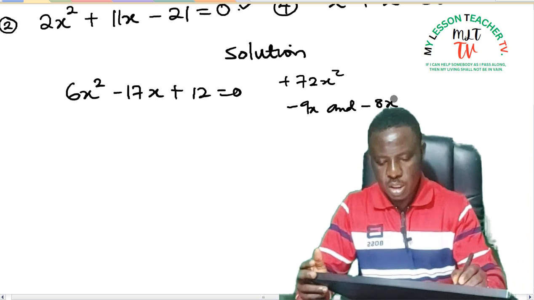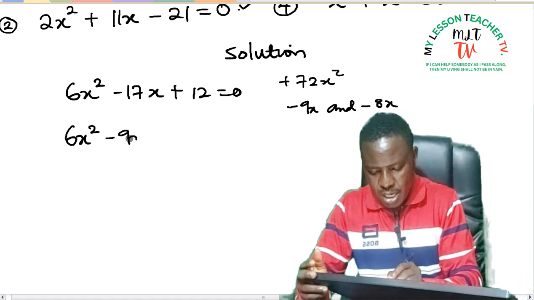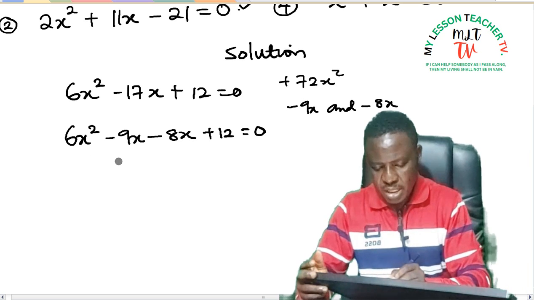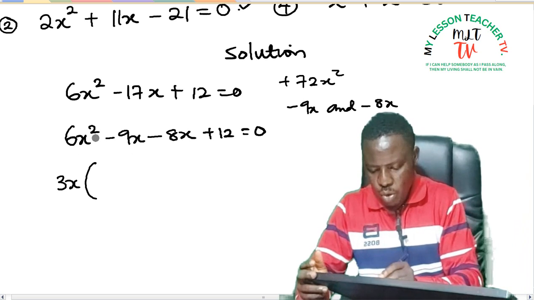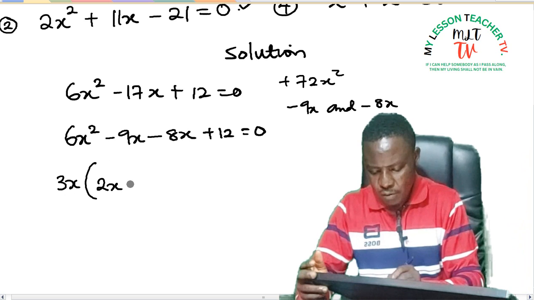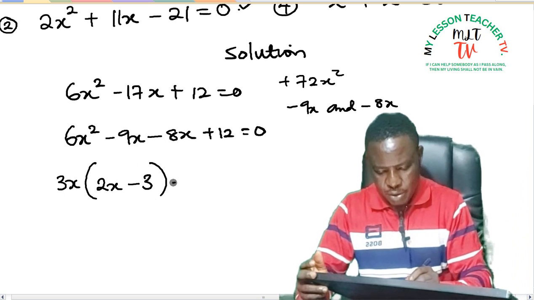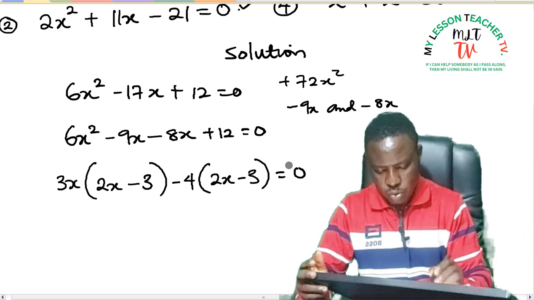Yes, so we are going to substitute this for the middle term. This becomes 6x squared minus 9x minus 8x plus 12 is equal to 0. Factorizing out what is common in the first two, 3x is common. So we have 3x into, when you divide 6x squared by 3x, you are left with 2x minus, do the same with this, it gives you 3. What is common? Minus 4 is common into 2x minus 3 is equal to 0.